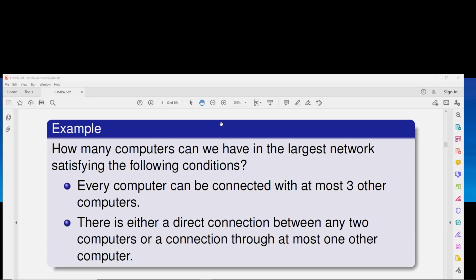And the second condition: if you pick any two computers, either they are connected directly by an edge, or there is a connection through at most one other computer, which means the diameter is 2, right? So if these two are not connected, they are connected through one more. So this means we are looking for the largest possible graph of diameter 2 and degree 3.